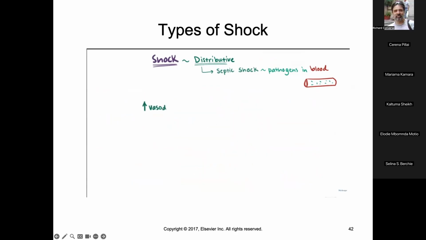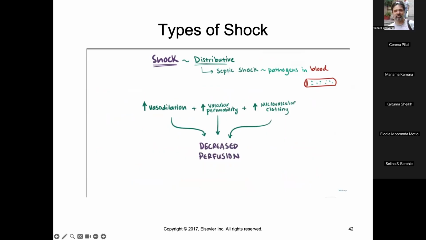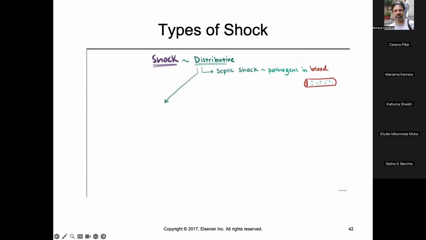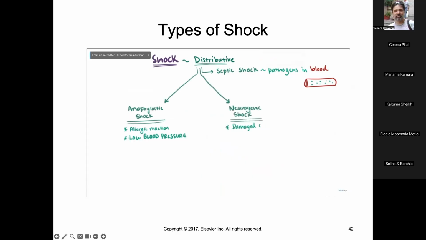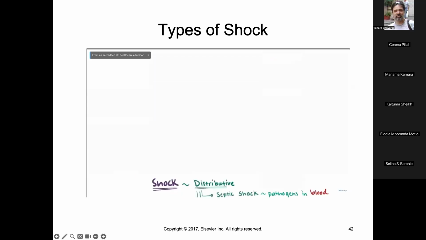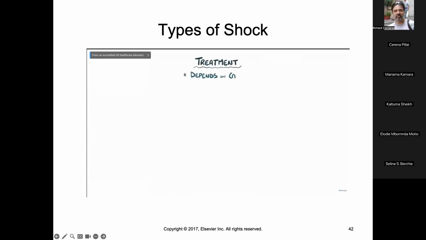The overall combined effects of widespread vasodilation, increased vascular permeability, and microvascular blood clotting all contribute to decreased perfusion of blood to vital organs. Now, two subtypes of distributive shock are anaphylactic shock, which is an allergic reaction that causes dangerously low blood pressure, and neurogenic shock, where the nervous system gets damaged and can't control the body's blood pressure. The treatment of shock depends on the cause.